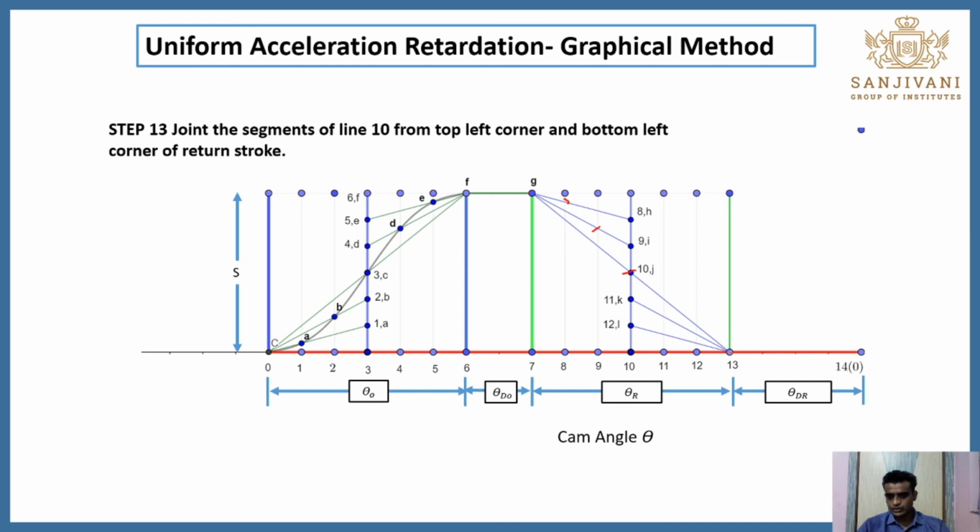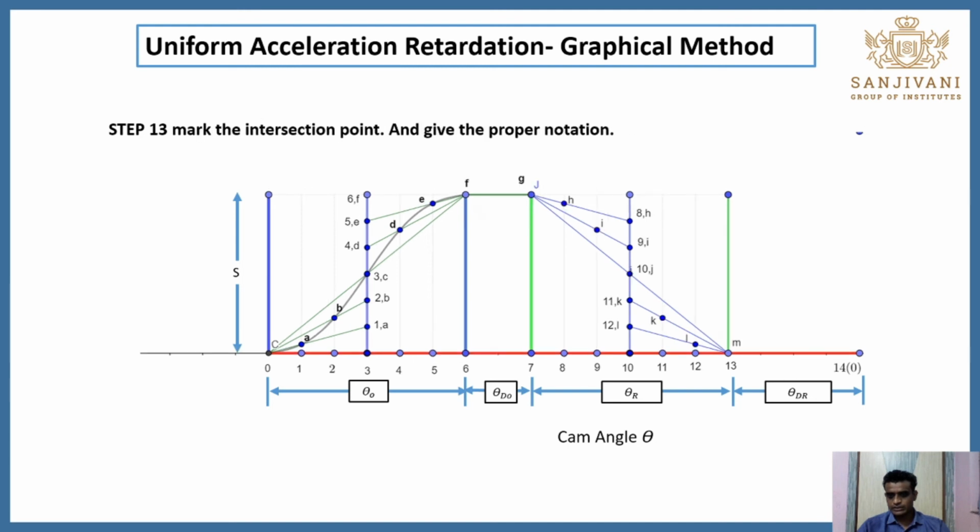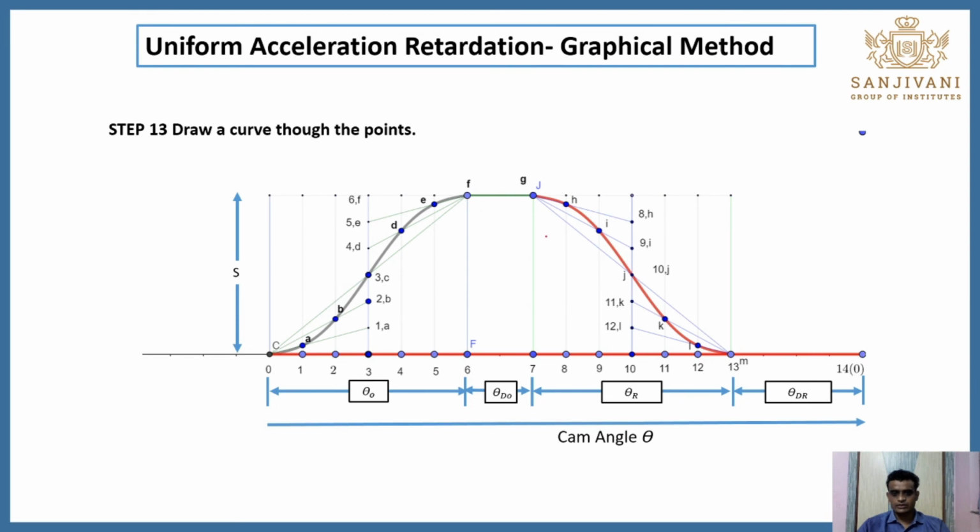This is the diagonal line, that means this is the point. Again from this portion, for the middle half you have to consider the diagonal point. Now this 11 and this 11 intersect at a common point, and this 12 and this 12 intersect at a common point. You will get these points. Give the notations and draw the profile. This is the total cam profile, the total displacement diagram for uniform acceleration and retardation.